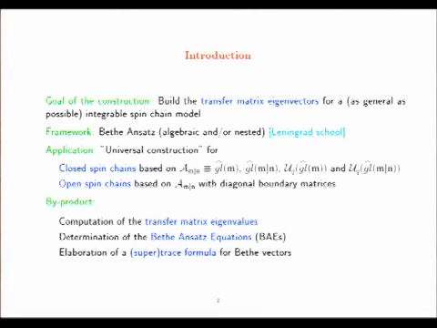GLN or GLMN, Yangians, and deformation of these algebras. And also open spin chains based on the same algebras with diagonal boundary matrices. So I will present the calculation for the eigenvectors, but we will also obtain the eigenvalues, the Bethe equations, of course, and I will end with a trace formula for these Bethe vectors.